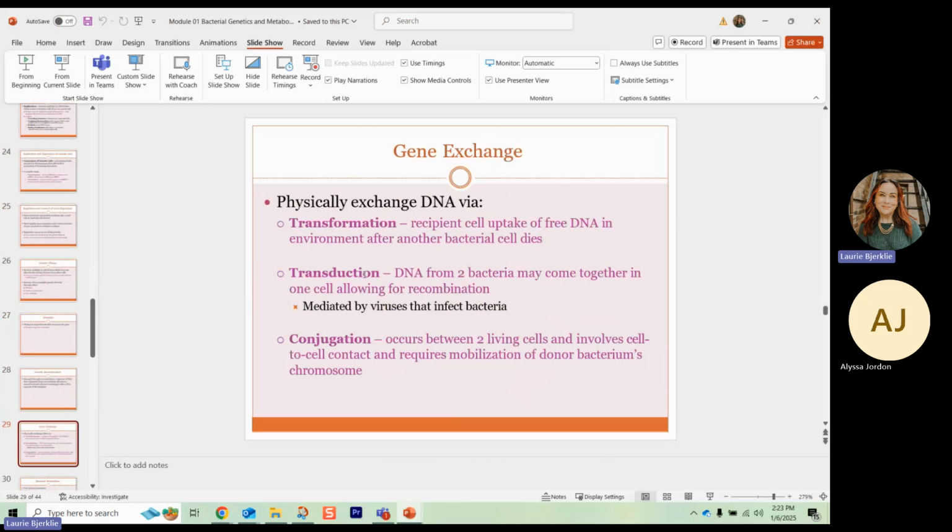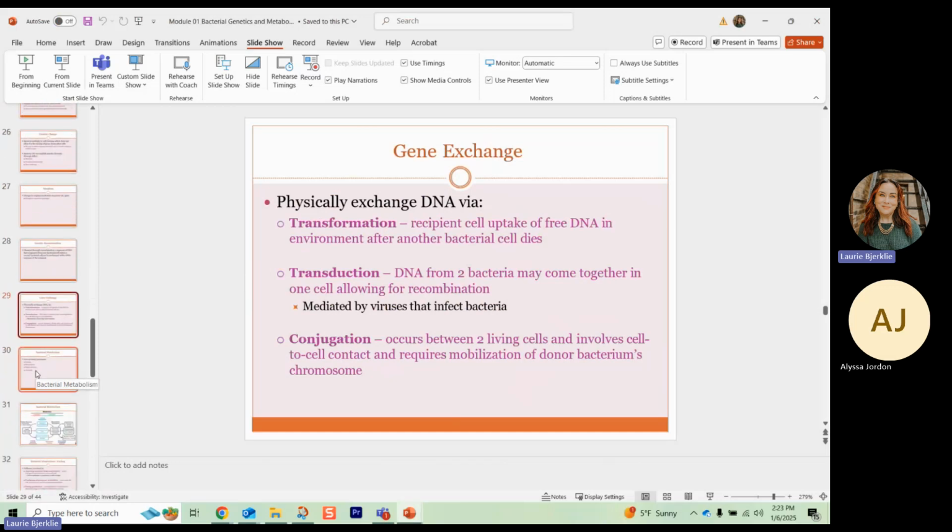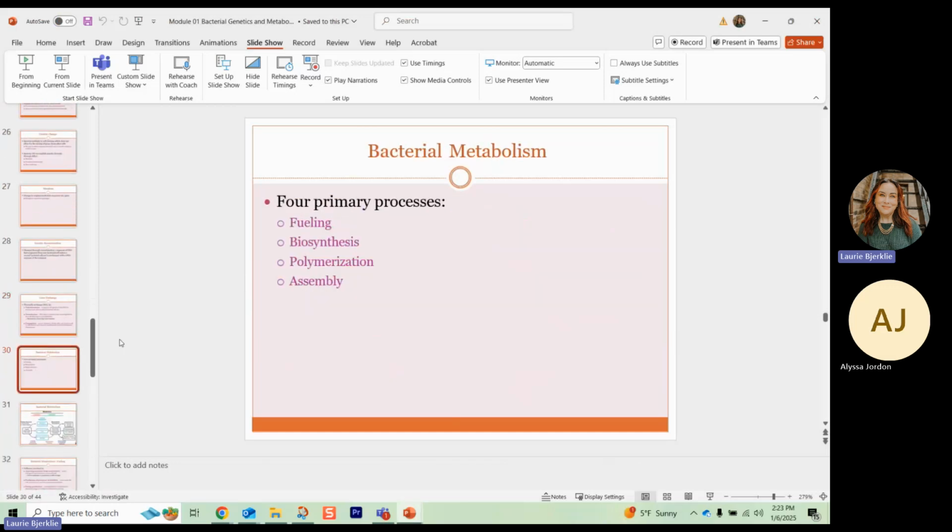And then they have conjugation, where 2 living cells require contact. And then again, they're having movement. So it's pretty similar, each one of these, but basically you get the idea. They're putting new DNA in place of the other stuff and swapping out. So those are the 3 main ways that they get genetic diversity and allow them to keep surviving.